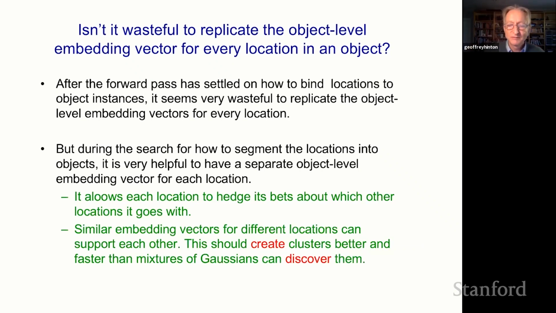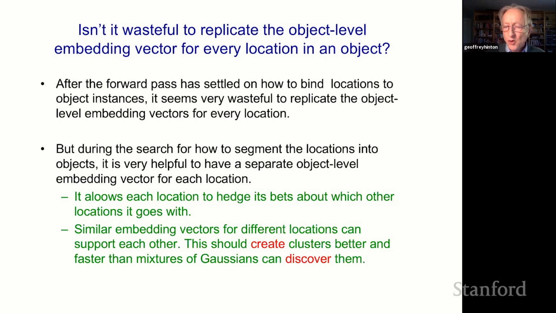And actually that replication is very useful when you're settling on an interpretation, because before you settle down, you don't know which things should be the same as which other things. So having separate vectors in each location to represent what's going on there at the object level gives you the flexibility to gradually segment things as you settle down in a sensible way. It allows you to hedge your bets.